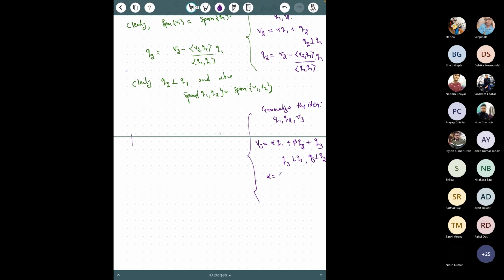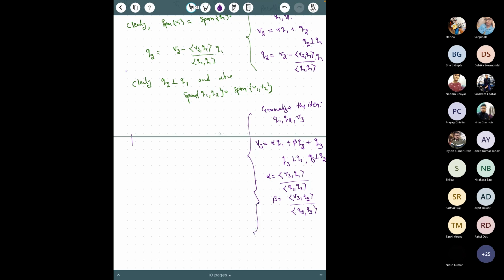So alpha would be, can you tell me what would be alpha here? Can you find the value of alpha here? It is (v3, q1) divided by (q1, q1), the scalar product of q1 with itself. Similarly, you can find beta also. It will be (v3, q2) divided by the length of q2 squared.